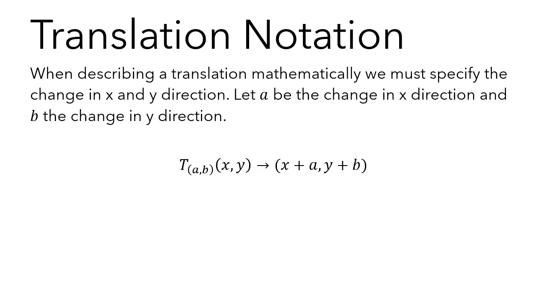So when describing a translation mathematically, we must specify the change in x and y direction. Let A be the change in x direction and B be the change in the y direction. A and B are just numbers. Then this is our notation: T for translation of (A, B), which is telling us how much to the left or right, how much up or down of our point (x, y). All we have to do is add A to the x and add B to the y.